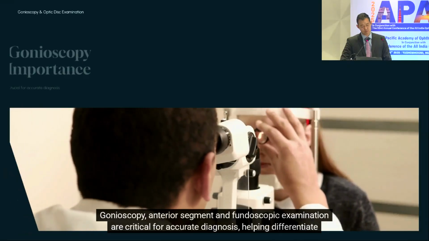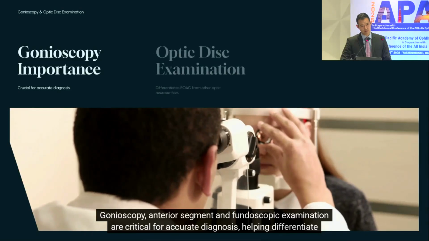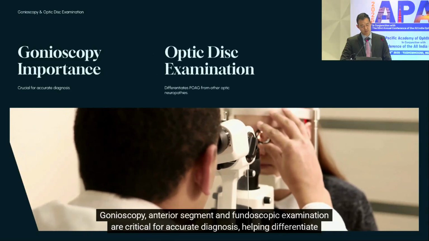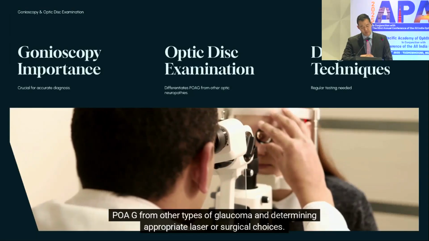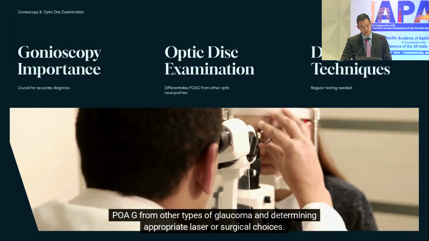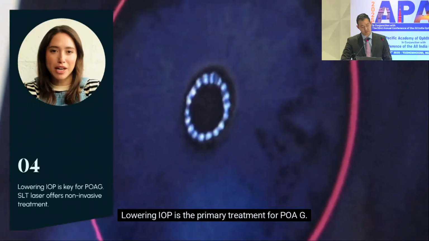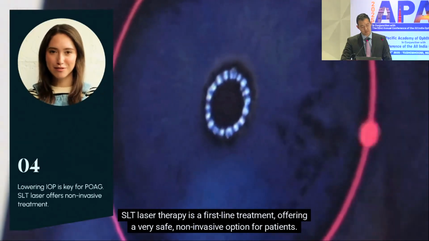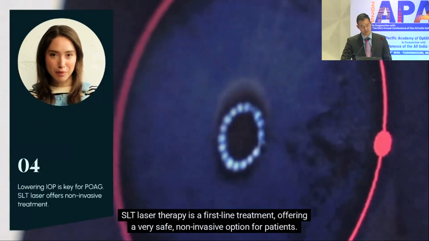Gonioscopy, anterior segment, and fundoscopic examination are critical for accurate diagnosis, helping differentiate POAG from other types of glaucoma and determining appropriate laser or surgical choices. Lowering IOP is the primary treatment for POAG. SLT laser therapy is a first-line treatment, offering a very safe, non-invasive option for patients.